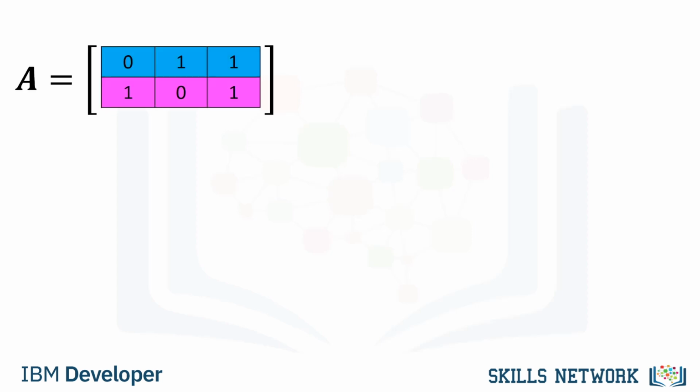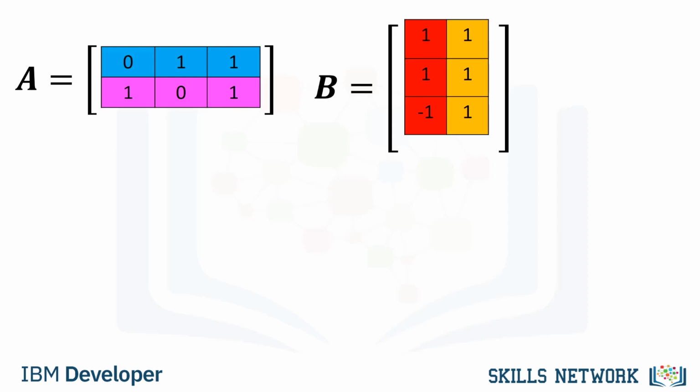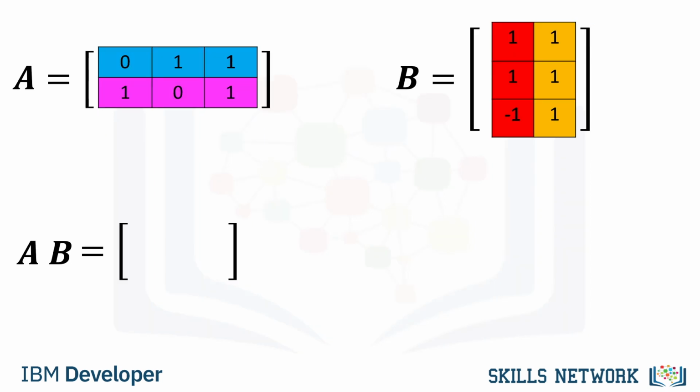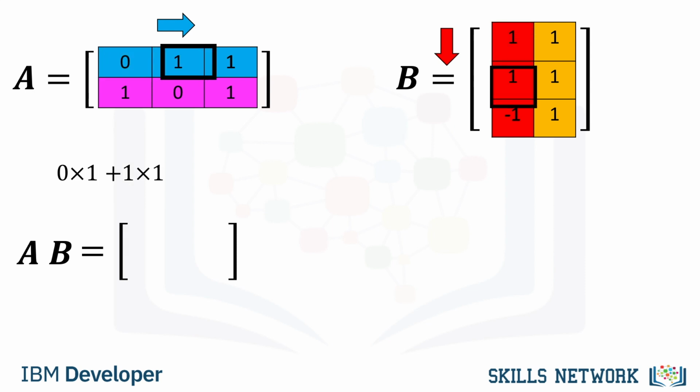Consider the matrix A, where each row is a different color. Also, consider the matrix B, where each column is a different color. In linear algebra, before we multiply matrix A by matrix B, we must make sure that the number of columns in matrix A, in this case 3, is equal to the number of rows in matrix B, in this case 3. For matrix multiplication, to obtain the ith row and jth column of the new matrix, we take the dot product of the ith row of A with the jth column of B. For the first row, first column, we take the dot product of the first row of A with the first column of B as follows.